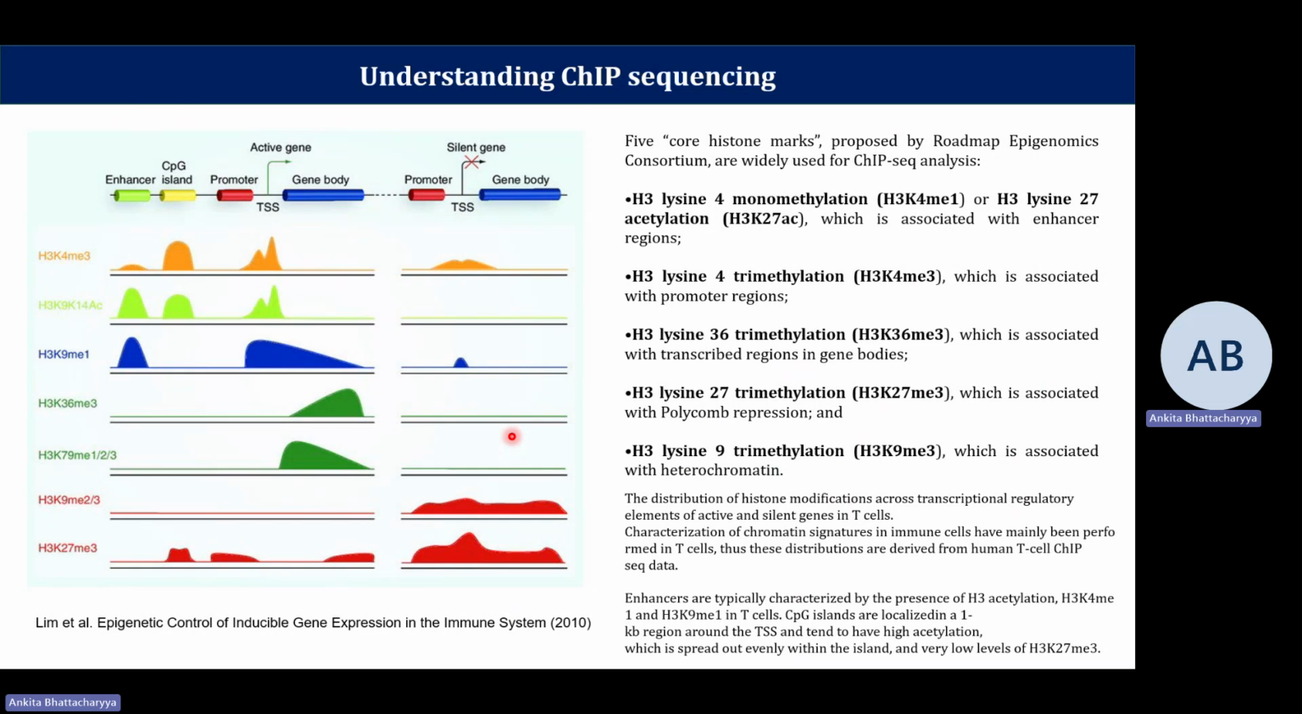Now, characterization of chromatin signatures in immune cells have mainly been performed in T cells, and these distributions are from T cell ChIP-seq data. Enhancers typically can be characterized by the presence of H3 acetylation, the methylation, H3K9ME1 T cells, and T cells, Ipg islets, etc.